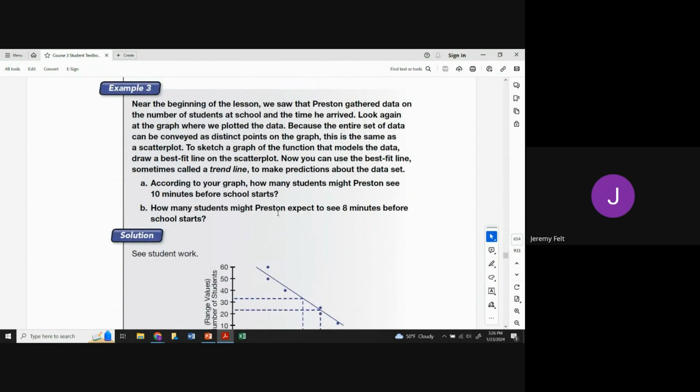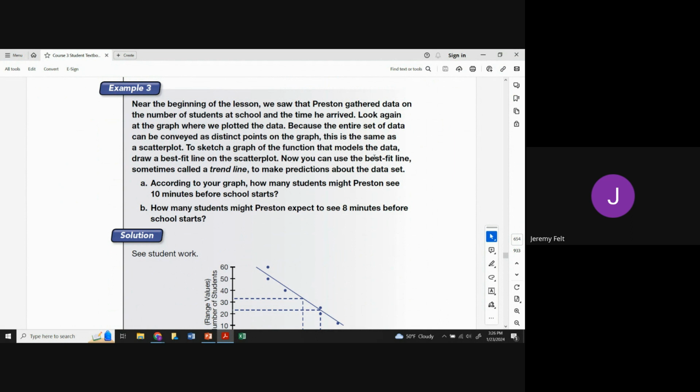Near the beginning of the lesson, we saw that Preston gathered data on the number of students at school and the time he arrived. Look again at the graph where we plotted the data, because the entire set of data can be conveyed as a distinct point on the graph. This is the same as a scatter plot. So we have different points throughout our graph. We just plot them, usually focusing on the first quadrant, depending on what real world example we're looking at. A lot of times we won't have negative numbers, so we're just looking at the first quadrant. Sketch the graph of the function that models the data, and draw a best fit line on the scatter plot.